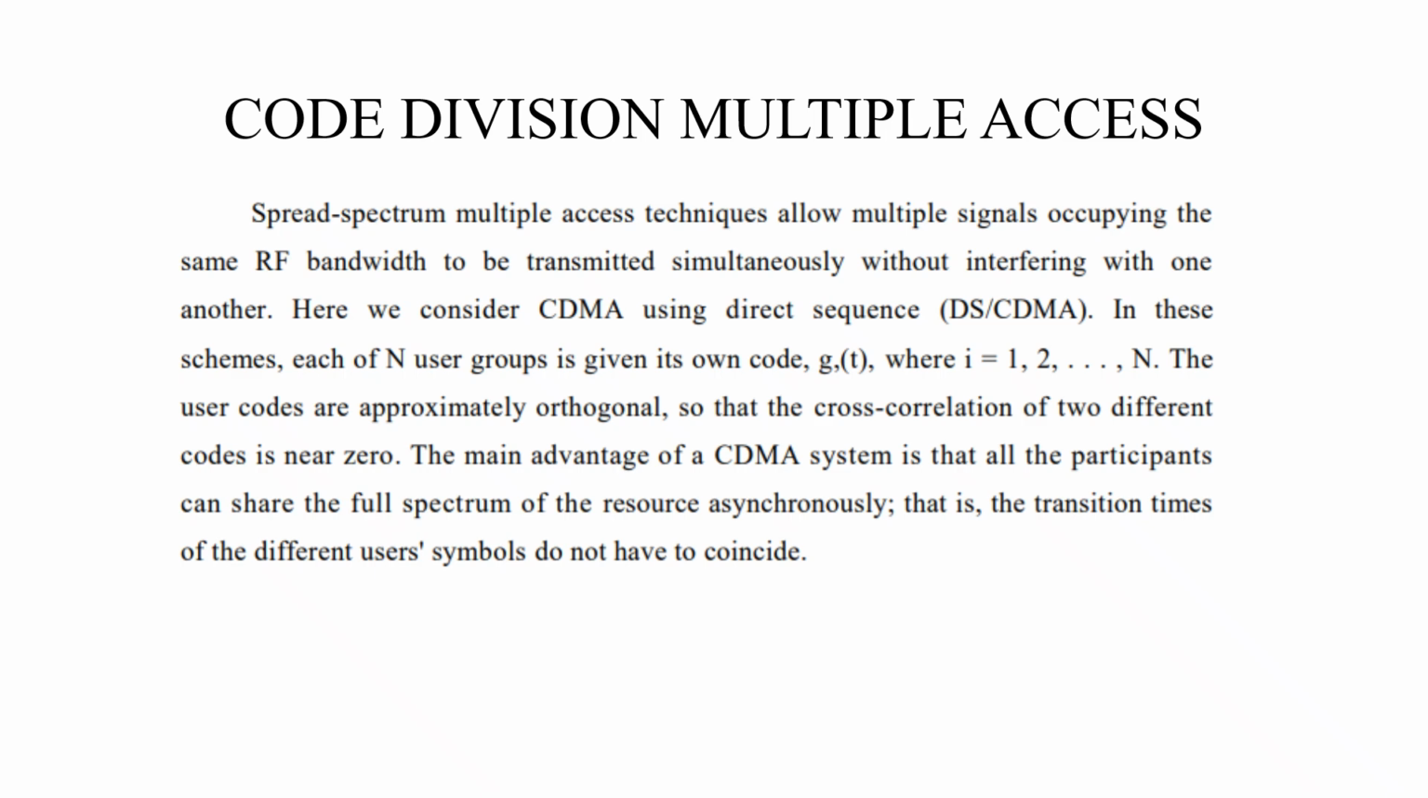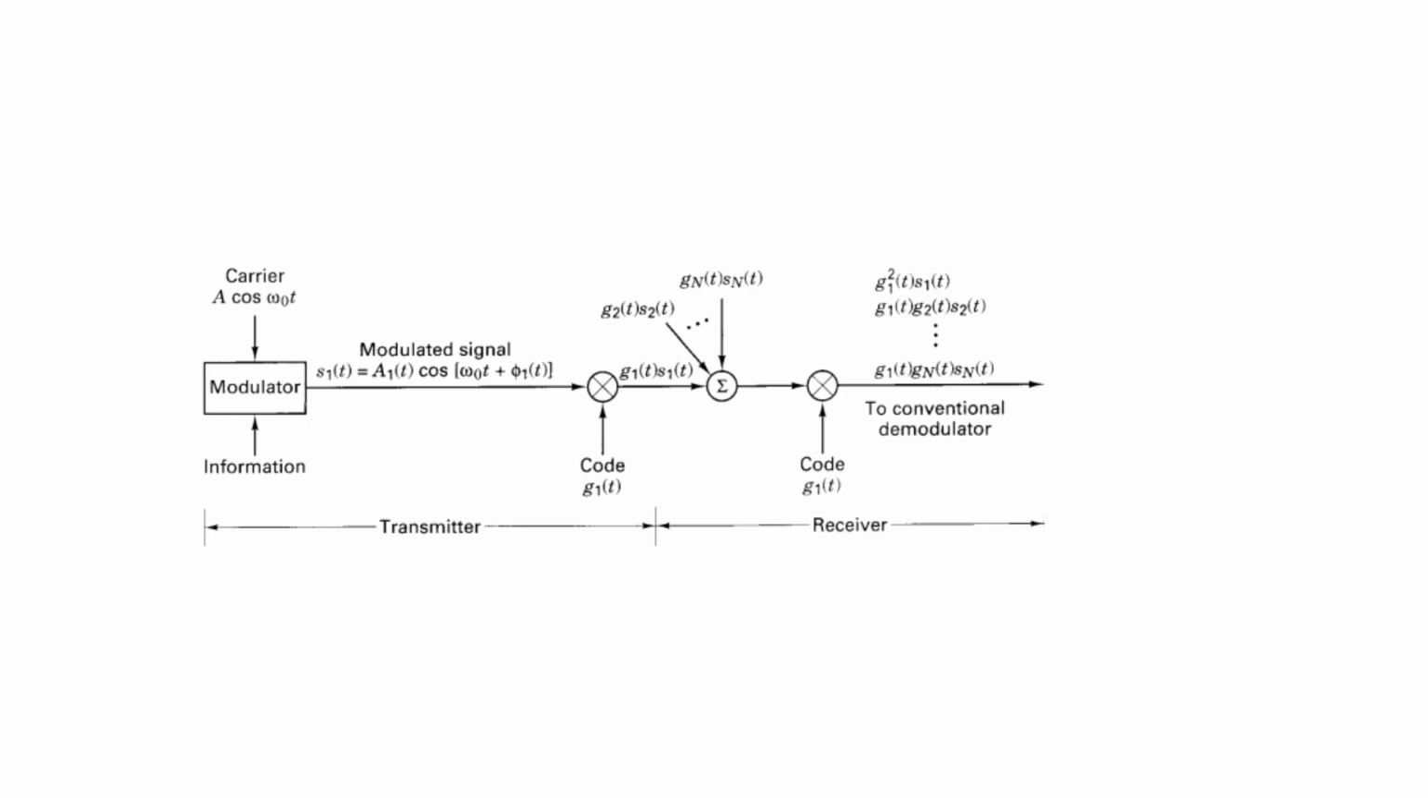So the main advantage of this CDMA system is that all the participants can share the full spectrum of resource. That is, the transmission times of different users' symbols do not have to coincide. So this is the general block diagram of the CDMA system, where spectrum modulation is also done.